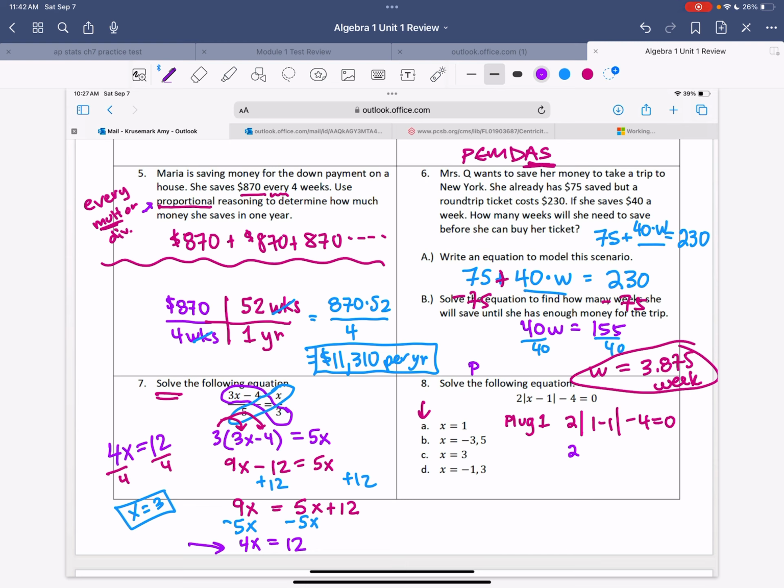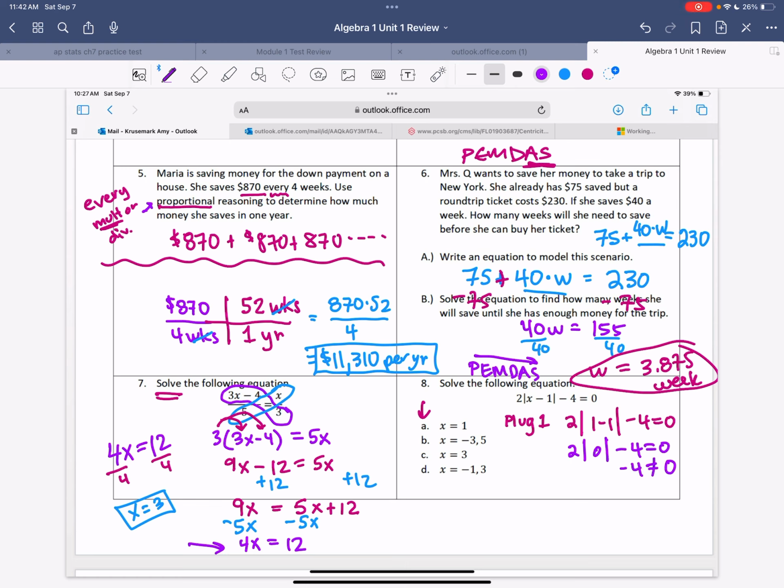Now I'm working forwards when I plug in, so I got to do PEMDAS forwards. I do the parenthesis part first. So technically, the absolute value is gathering. So that's a PEMDAS type of a thing. And 2 times 0 is just 0. So here, notice I get -4, and -4 is not equal to 0. So it can't be that one. Now let's plug in -3.